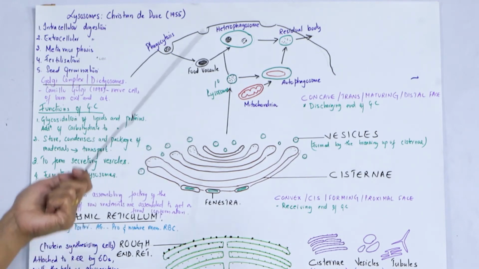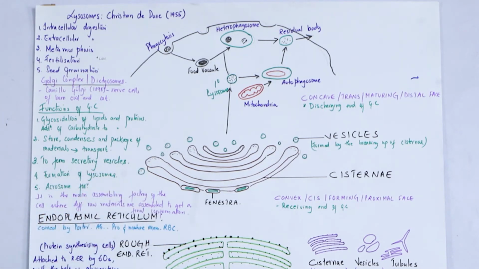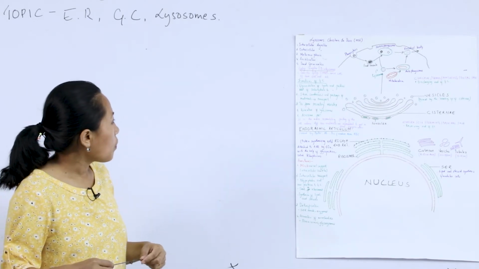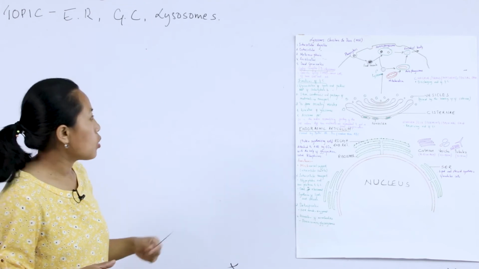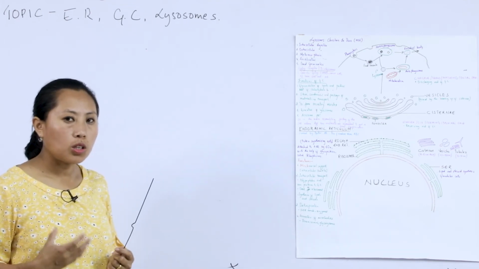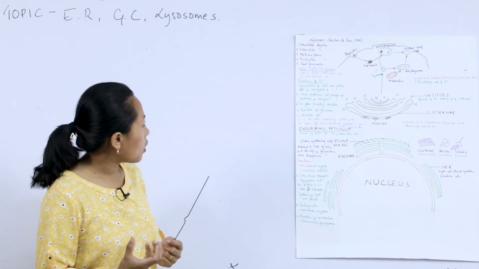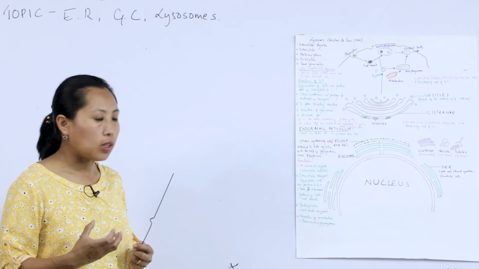Primary lysosome, heterophagosome, residual body, and autophagosome are the four types of lysosomes. Okay, what are the functions of lysosomes? One is intracellular digestion. As we've discussed, these lysosomes are concerned with the digestion of a part of their own cell. As such, they take part in the cleaning up of the cell or providing energy to the cell.